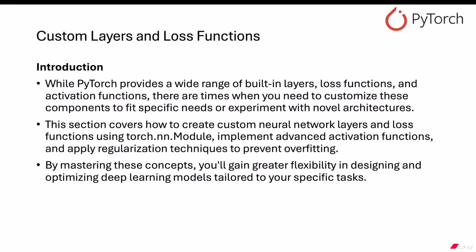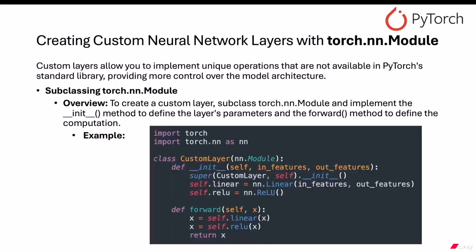Custom layers and loss functions. While PyTorch provides a wide range of built-in layers, loss functions, and activation functions, there are times when you need to customize these components to fit specific needs or experiment with novel architectures. This section covers how to create custom neural network layers and loss functions using torch.nn.Module, implement advanced activation functions, and apply regularization techniques to prevent overfitting. By mastering these concepts, you'll gain great flexibility in designing and optimizing deep learning models tailored to your specific task.